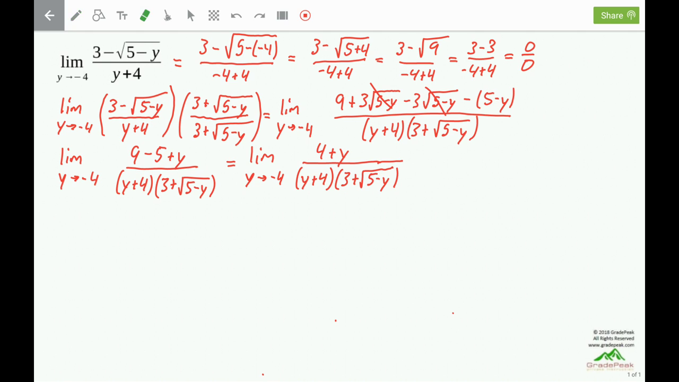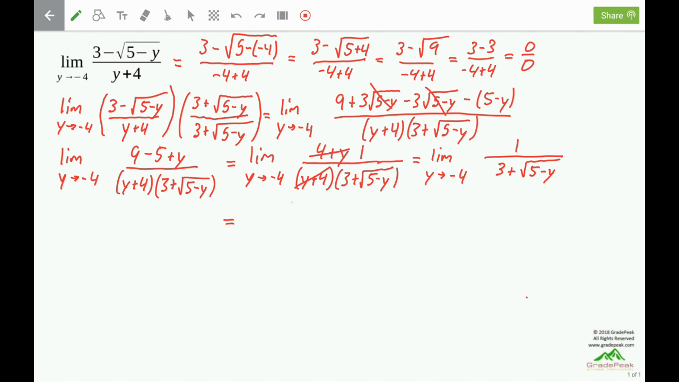Okay, at this point we've completed the root conjugate multiplication. We haven't removed the 0 over 0 indeterminate form just yet. We're looking for factors of y plus 4 in the numerator and denominator, since y is going to a negative 4, to be able to cancel. And we actually have them already. The order of addition doesn't matter, so those are identical. They will cancel, leaving a 1 in the numerator. So we will now have limit as y goes to negative 4 of 1 divided by 3 plus the square root of 5 minus y.